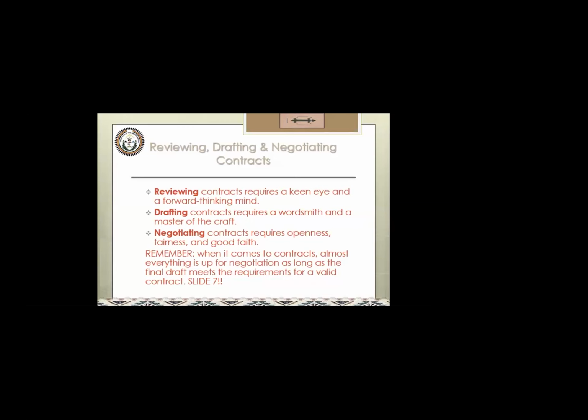And so we see a lot of one-sided contracts coming from big corporations, big businesses. But what I tell people when it comes to contracts, remember, almost everything is up to negotiation as long as you meet the 6 requirements that we just talked about. Slide 7, if you want to go back and look at it.